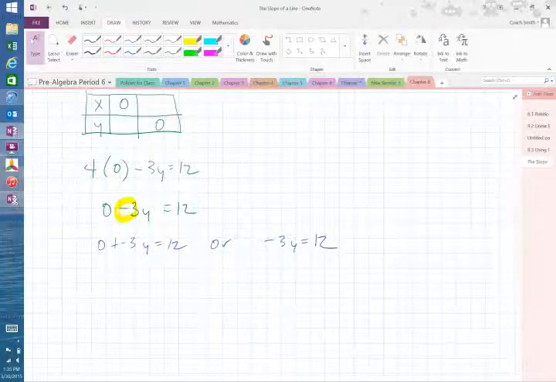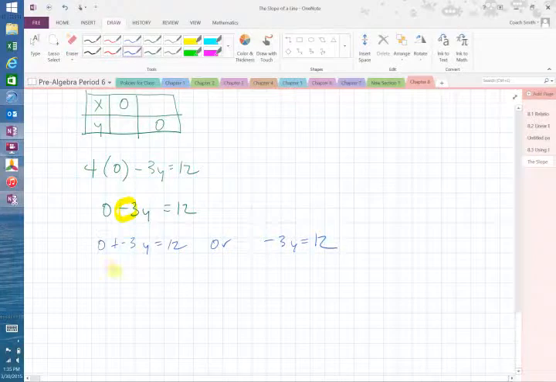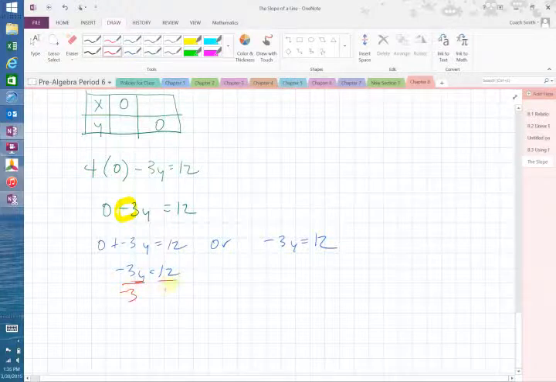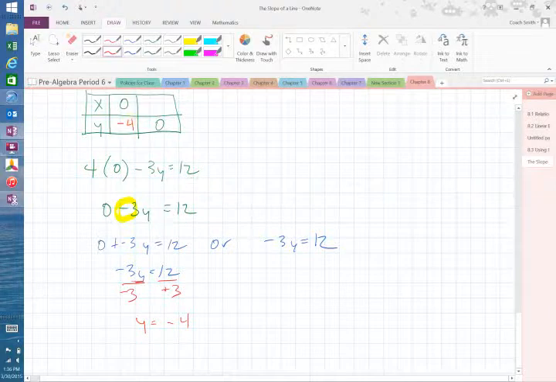Now I have to solve it. So that's negative 3y equal 12. I would do what, Gracie, to solve it? What do I do to solve negative 3y equal 12? Divide. We divide by negative 3 to both sides. And that gives me y is equal to negative 4. Right. So, that's the first point.